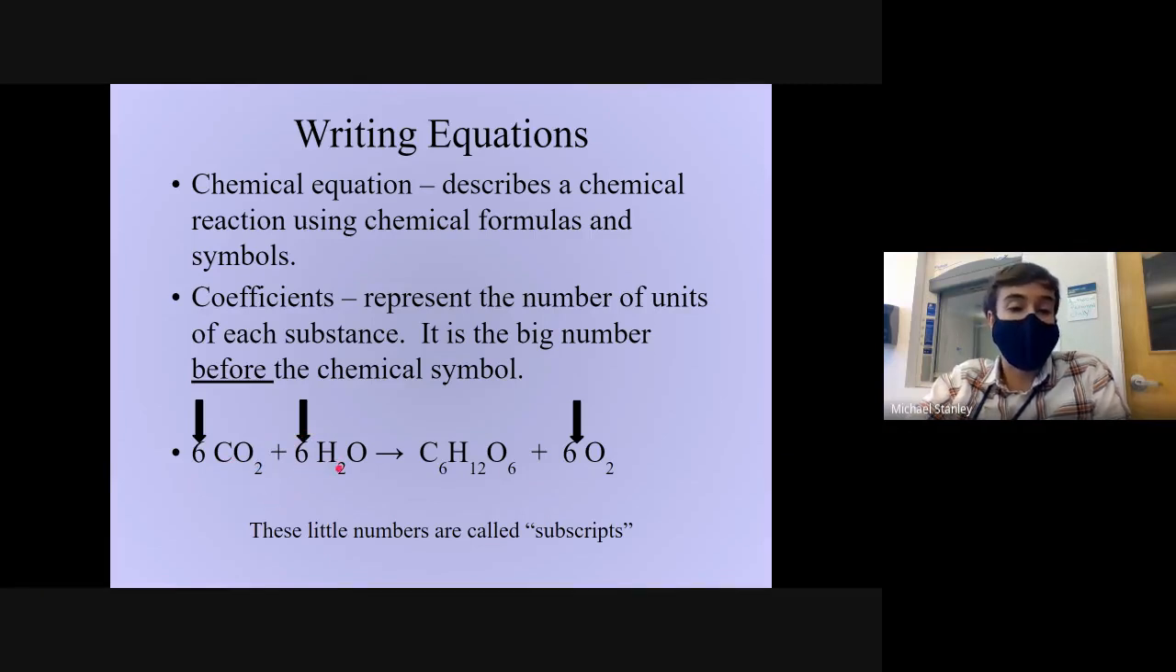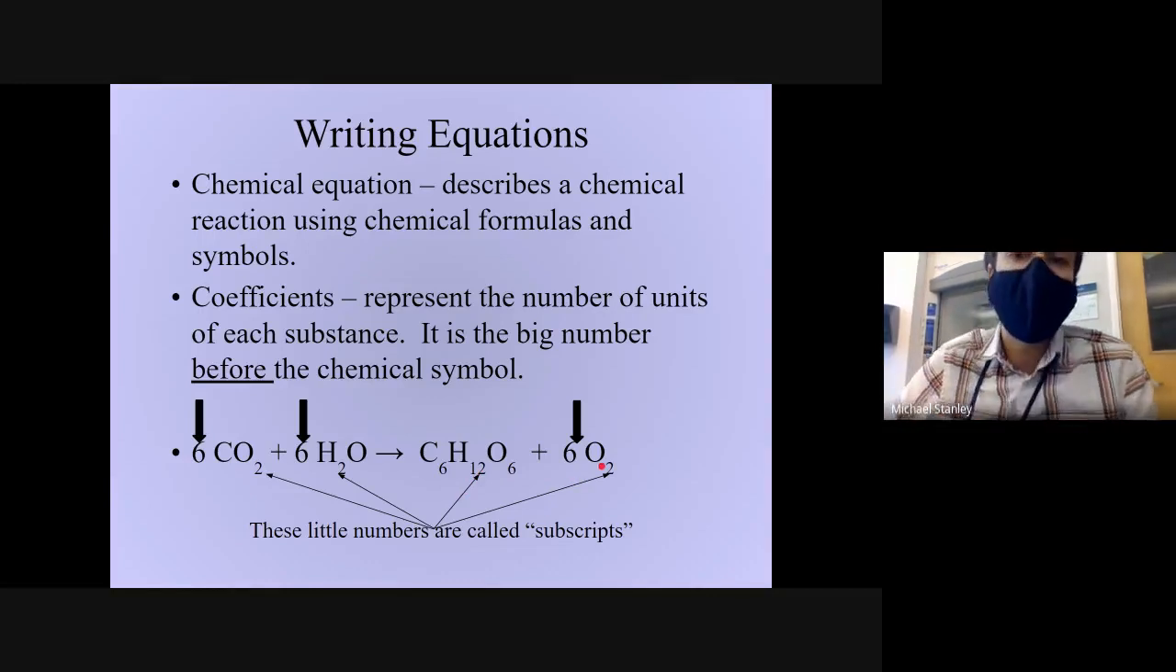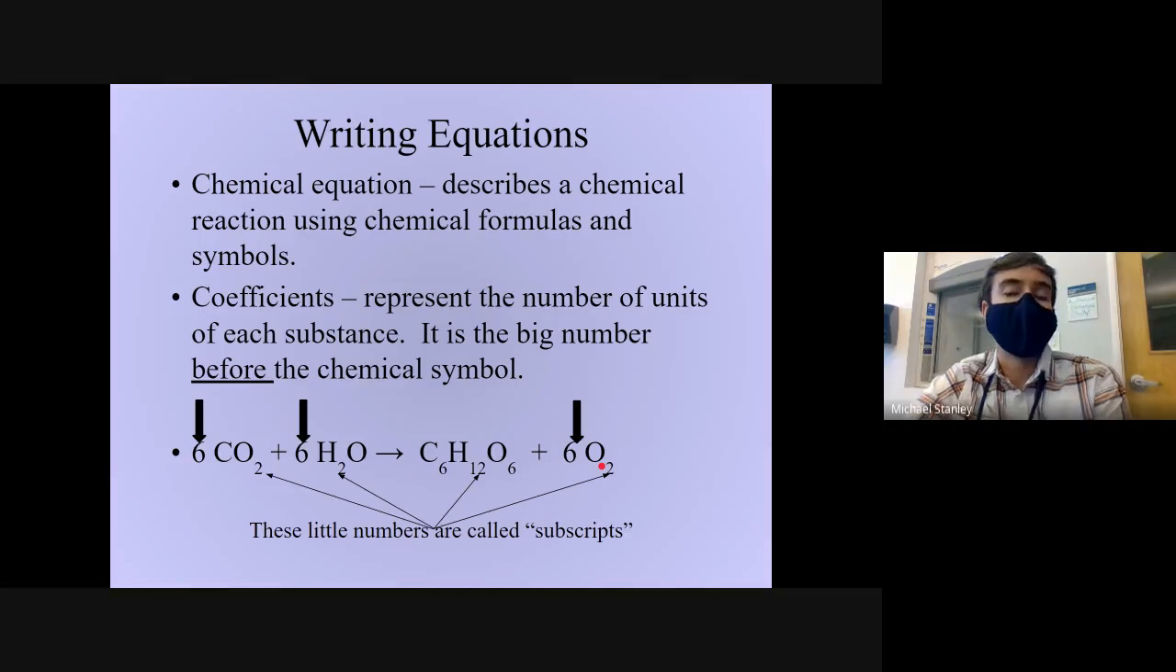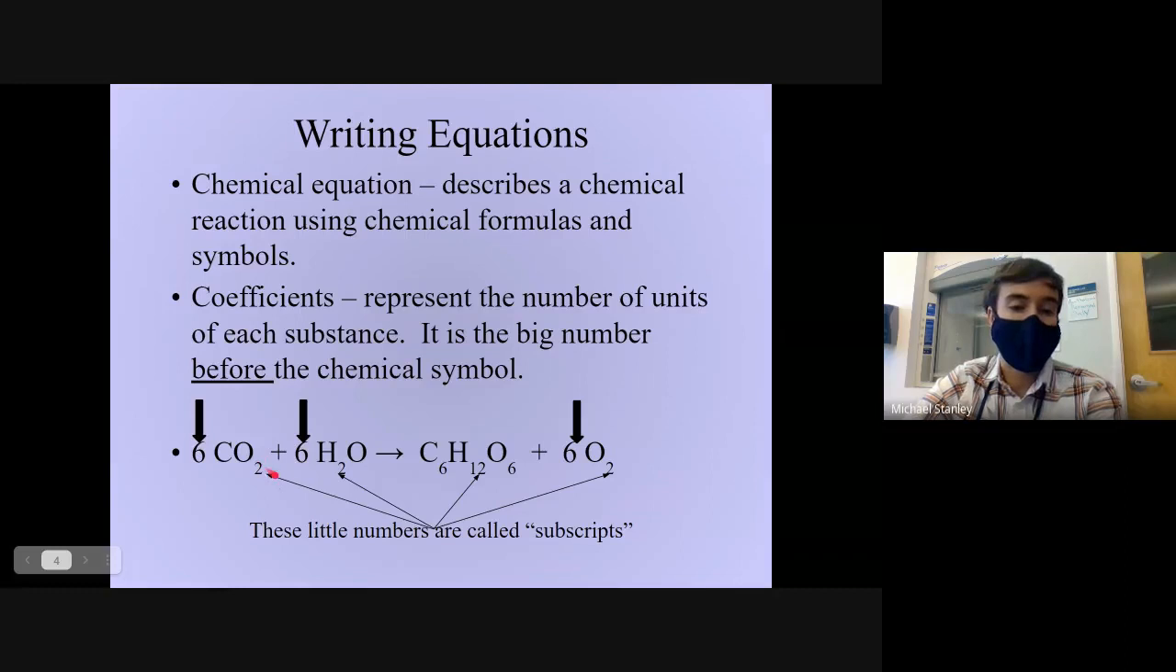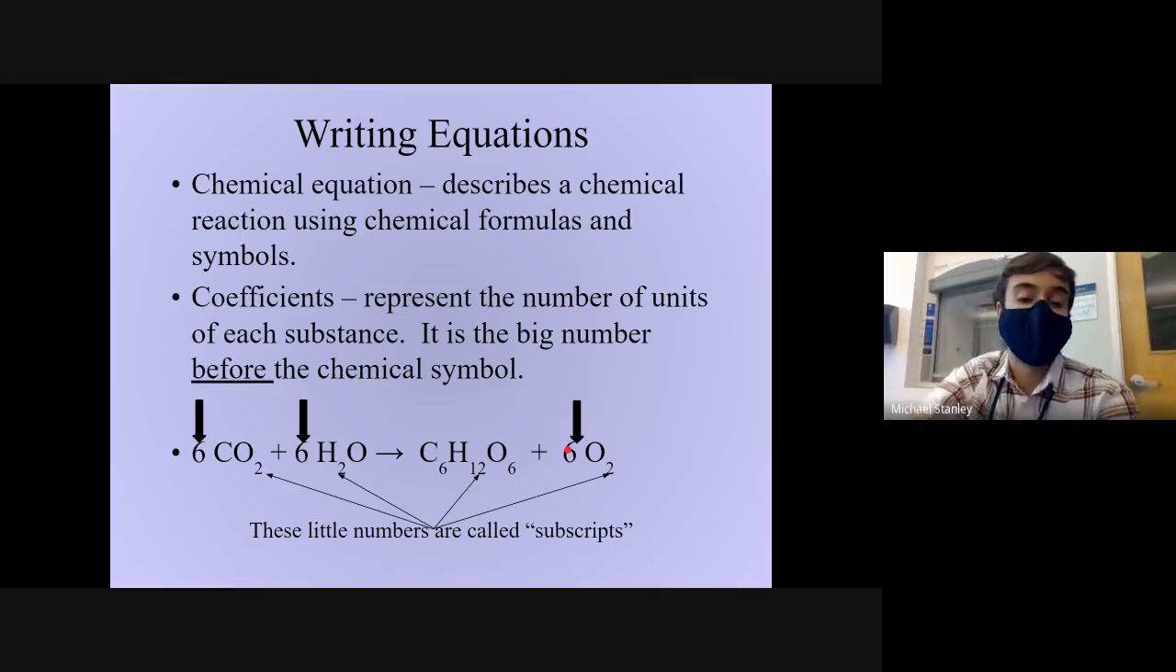The other number that you may have noticed are these little numbers down here at the bottom. These are called subscripts. They just tell you, in this particular molecule, in this compound, how many of the different atoms are there. These subscripts will always be the same. As you'll see in a little bit, these coefficients we can change around. We can make these big numbers larger or smaller, depending on how many we need.